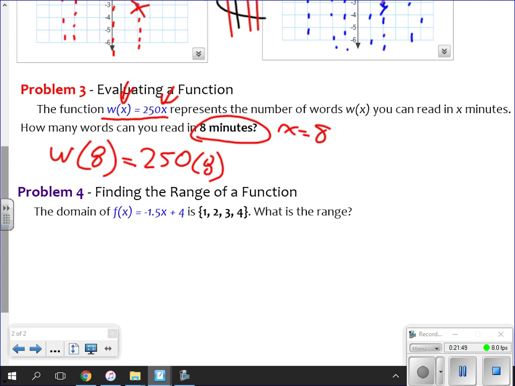And how do I do that? I take 250 times 8. That tells me that W of 8 is 2,000. 250 times 8 is 2,000. And that's how you say that. W of 8 is 2,000. What is W? W is 2,000. You do not continue and try to solve for W some more.